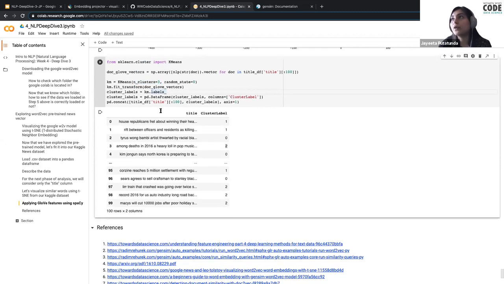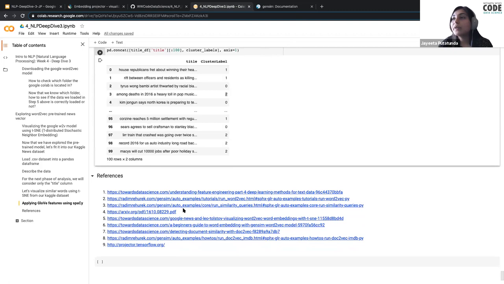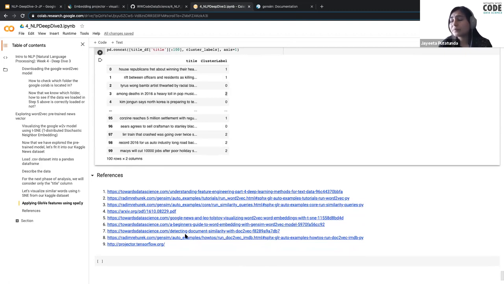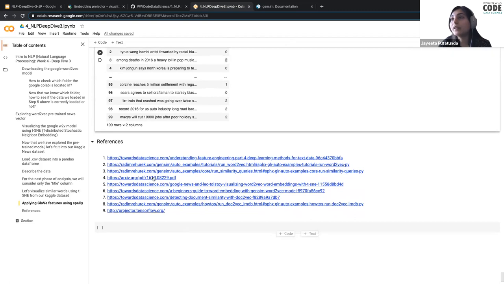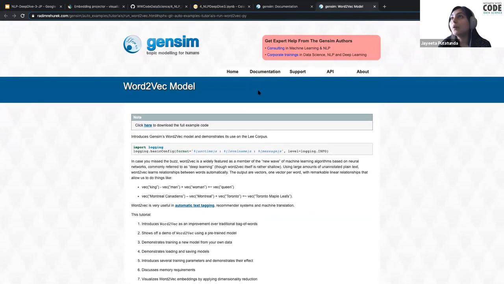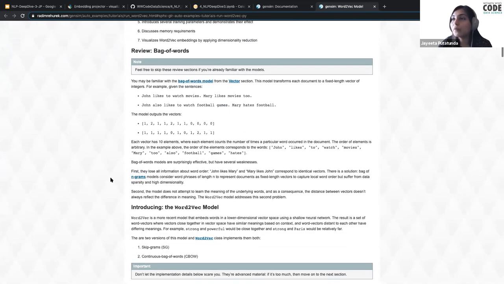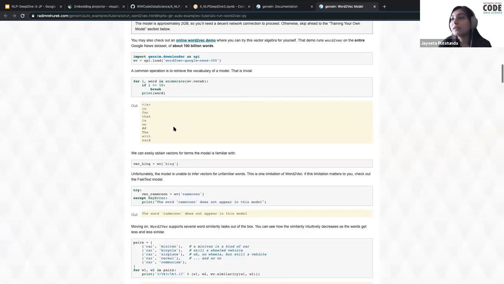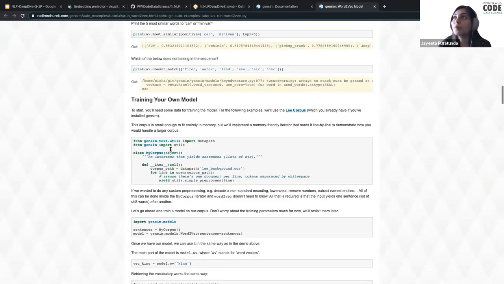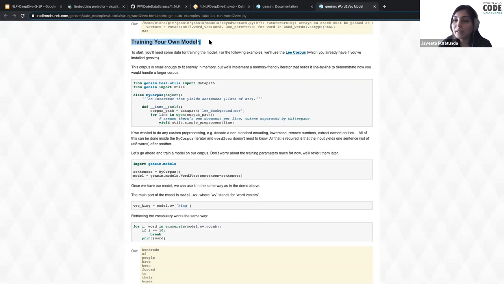You can also look up the documentation on k-means and how to arrive at the clusters that we want to identify. There's a whole lot of applications and tutorials you can find. I would encourage you all to refer to Gensim's documentation, where they talk about all the Word2Vec models, how you can upload them, how you can review bag of words, how you can utilize some of these words, and how you can train your model. This is the one thing I wanted to highlight at the end.